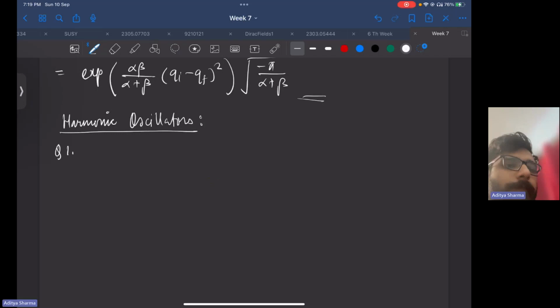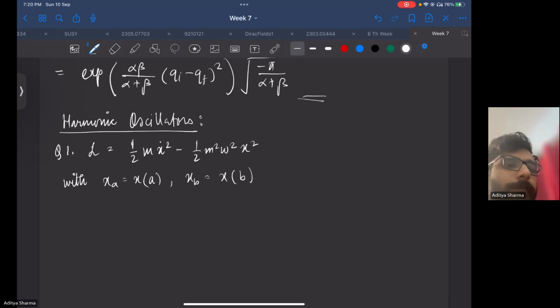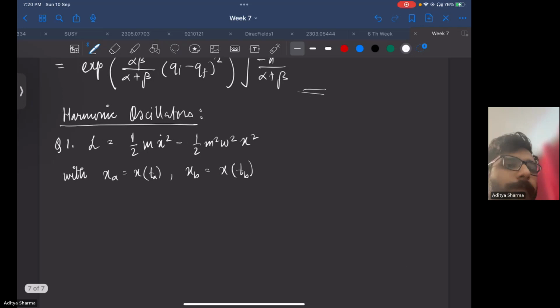So the first question is: for a harmonic oscillator, which has this Lagrangian, half m x dot square minus half m omega square x square, with x of ta equal to xa and x of tb equal to xb, the classical solution leads to the action.